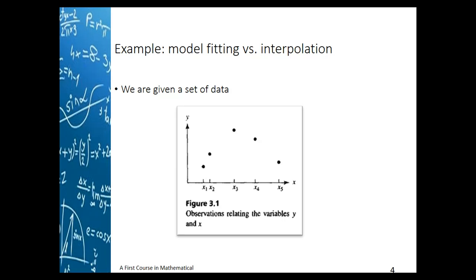You look at this one, the observation. You have five different dots, representing your set of data. You are dealing with two sets of data in a way: your x and also your y.